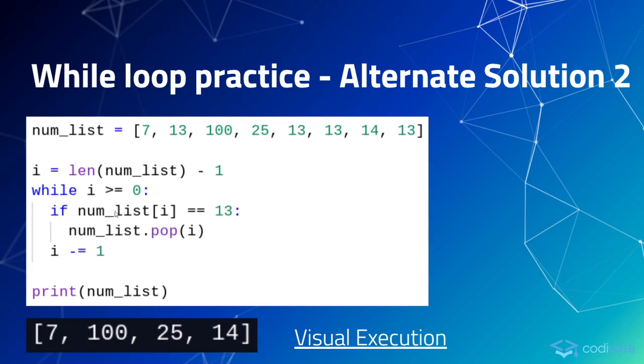Our code inside is very similar. We check if the current item is equal to 13. If it is, we pop it out. The only difference is that since we're going from the back, we don't need to account for the list shifting. And the only thing we need to do is update our loop variable by decrementing by 1, so we go backwards throughout the list. At the end, if we print our num list, we get the same result, which is correct.